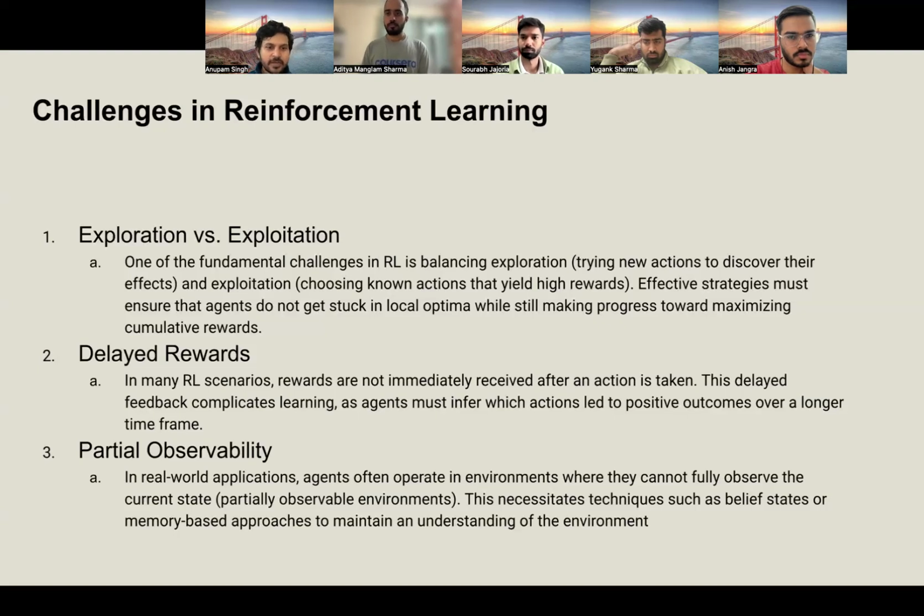So it's the balance between this, how much you are going to try and how much you're going to simply choose the path that you already know works, is key to any reinforcement learning model. Then there are delayed rewards, which is, in many RL scenarios, rewards are not necessarily immediately given. This delayed feedback complicates learning. An agent must infer which action led to positive outcomes over a longer time frame.